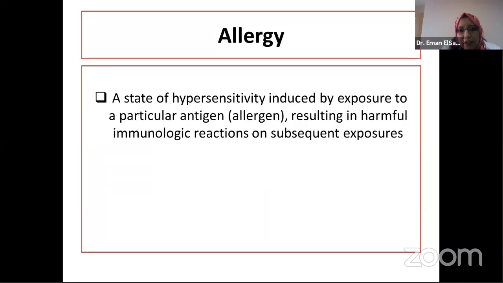ADR includes allergy and ADR from other systems. Many people are confused; they think that ADR is only allergy, so they want to report allergy from medication, from antibiotics, but the scope of ADR is more than allergy. Allergy is hypersensitivity induced by exposure to an allergen, resulting in a harmful immunological reaction on subsequent exposure, which usually includes skin manifestations like rash, and if severe, it will lead to hypersensitivity and need special management.